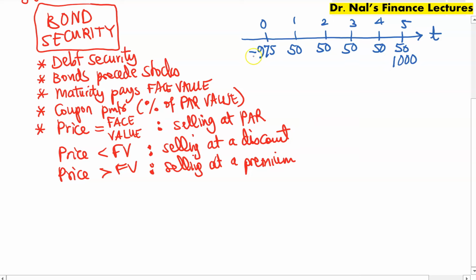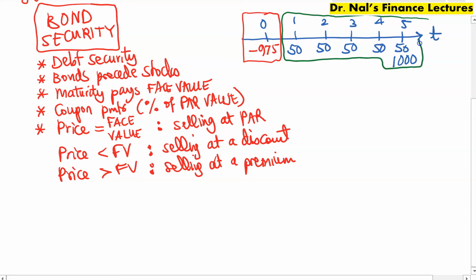So as you can see, that $975, let me put it in another color, in red, because you are making a payment, so minus 975. By paying this price at time 0 today, you are entitled to receive all these cash flows over the next 5 years. Then a good question would be, what is the expected rate of return for that bondholder? What is the rate of return that the bondholder will earn by holding this security?